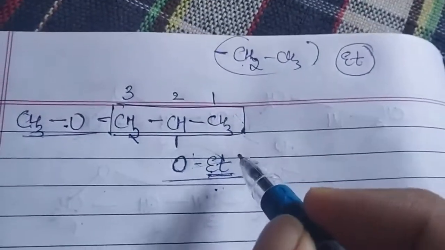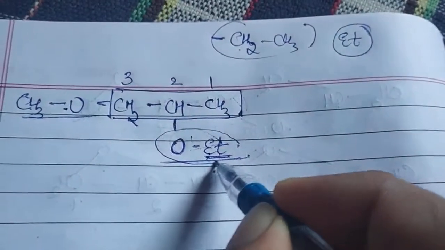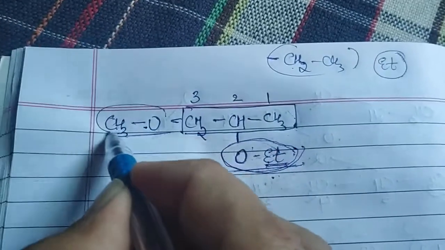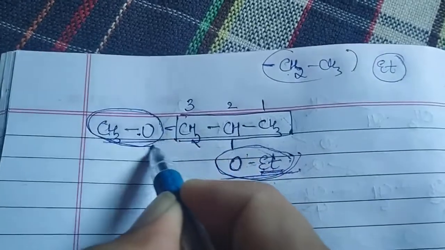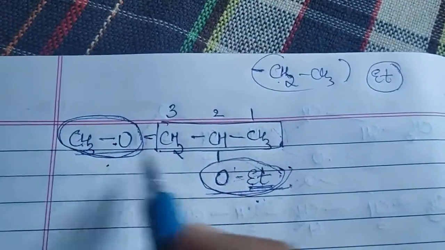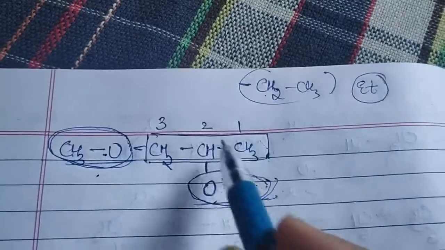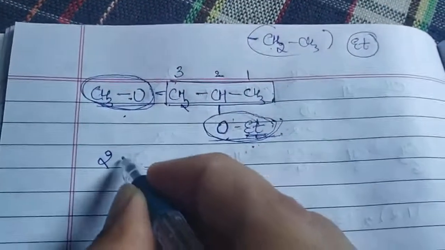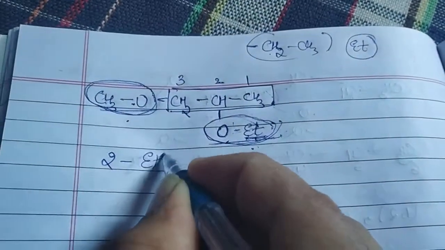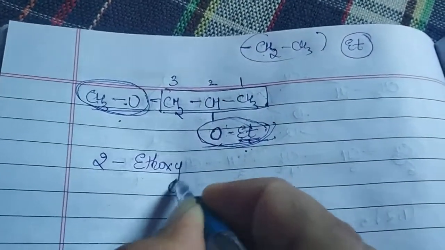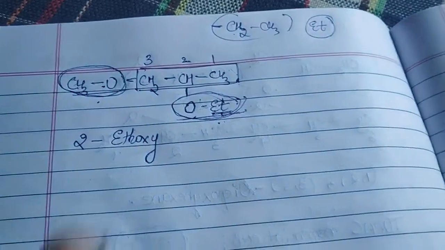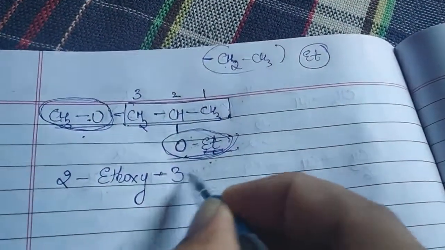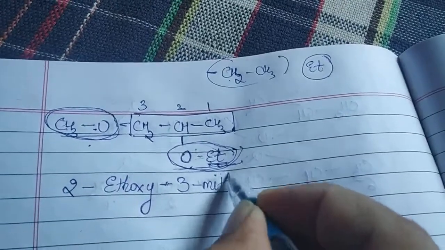So what happens? This will be called as what now? Ethoxy. This will be called as what? Ethoxy. This will be called as now what? Methoxy. So which one should come first according to alphabetical order? M, E, no. So first comes E along with its position. I'll write it over here. 2-ethoxy. Then 3-methoxy.